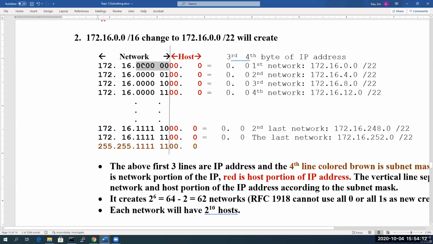And this newly created first network started with all zeros, and the second network, the .4 here, is not all zeros. This is not all zero either. All the way to 248, this is not all zero and not all one either. But the last one, the 252 here, this newly created network is all ones, therefore it's not legal according to the old obsolete RFC. Okay, all the routers will work if you implement these numbers.